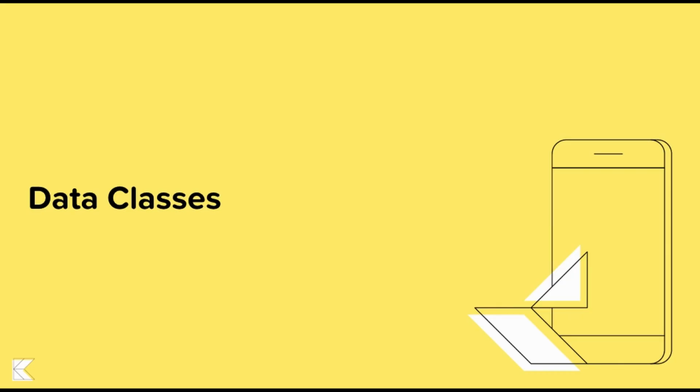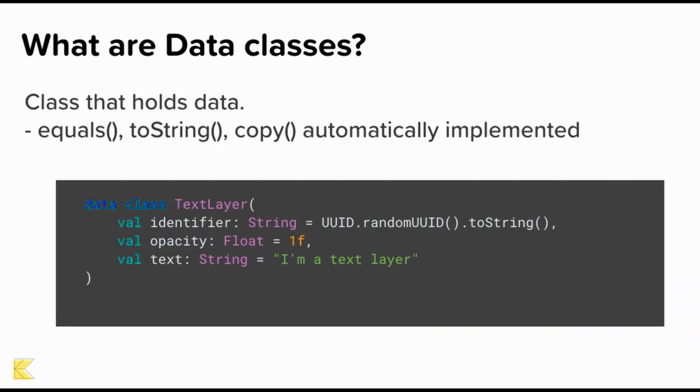Okay, so data classes. Data classes are basically one of my favorite features, but not as favorite as something else that I'm going to talk about next. Basically, a data class is a class that can hold data, and it automatically gives you the equals, toString, copy methods are automatically implemented, and you don't have to do anything. So if you add a new variable here, you won't need to update your toString. It'll automatically do it for you.